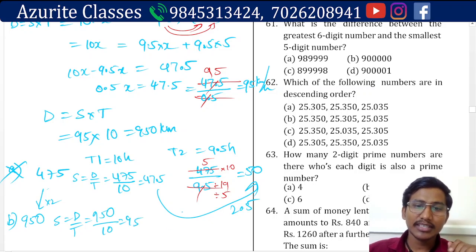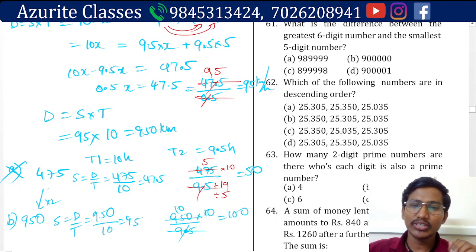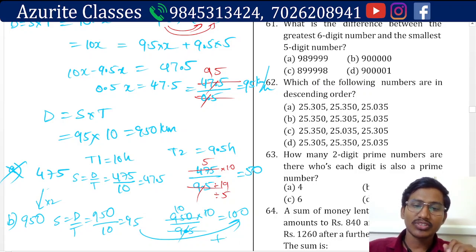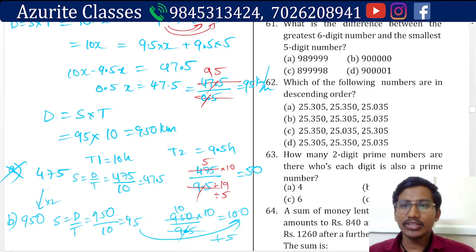For this T2 time, speed will be 950 divided by 9.5. So one more zero will come here for this decimal, and 95 tens are 950, 10 tens are 100. So from 95 to 100, speed increases by 5, right? That is the answer. So that is how you have to do it. Let's go to the next question now.